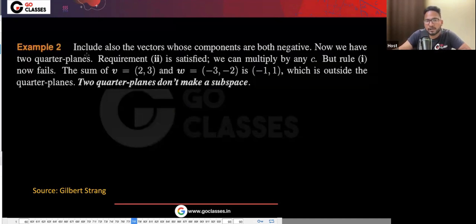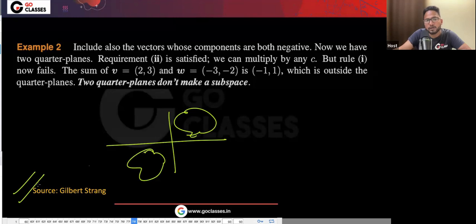Example two, in Gilbert Strang, what they are saying is that two quarter planes, so include also the vectors whose components both are negative. So they are saying this one and this one, where both are negative. If you take all of this, they are saying it doesn't make a subspace. You can check this. If you take this and this as a union, it is not a subspace or a vector space, right? So they have given the example: this one and this one, if you add these two, then you are getting something like this.